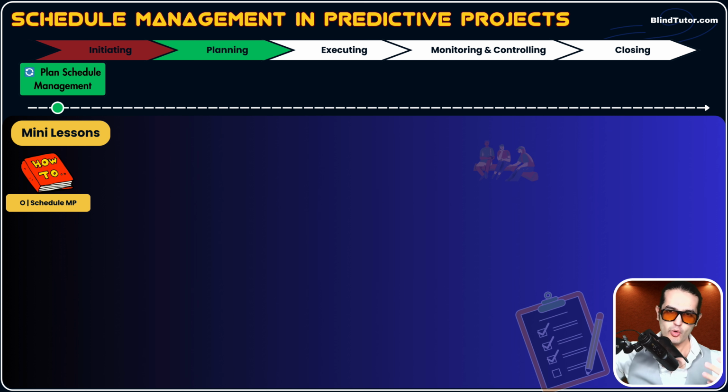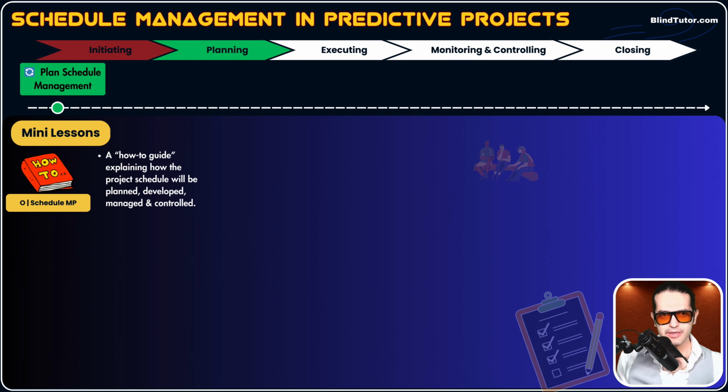So far, in the scope part of the project, in plan scope management, we created a scope management plan and a requirements management plan. And now it is time to create the schedule management plan. So it's a how-to guide explaining how the project schedule will be planned, developed, updated, managed, controlled, monitored. So any how-to question and concern you have about schedule, you need to go and review the schedule management plan. It could be a 2-page document or 5 pages or 10 pages. We don't care, guys. It depends on project size and complexity. All we care about is the different sections of the schedule management plan.